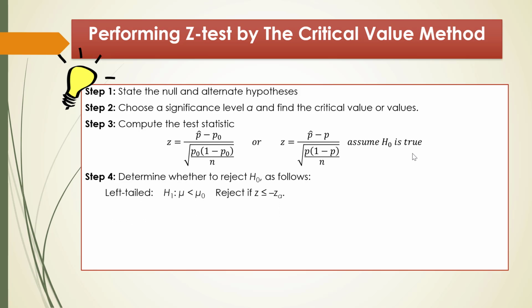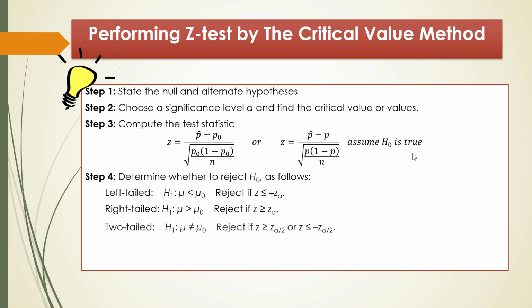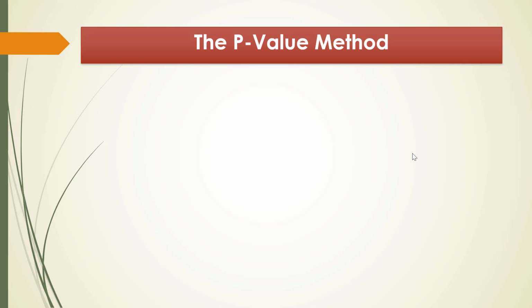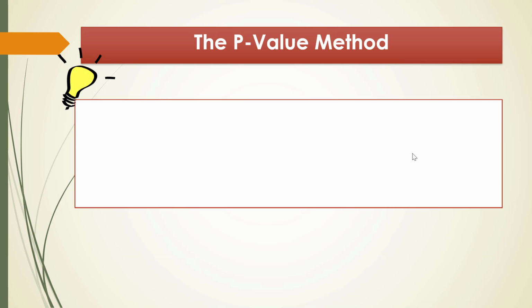If we have a left tail, if z is less than minus z alpha, we reject the null hypothesis. If we have a right tail, we reject the null hypothesis if z is greater than or equal to z alpha. And for two-tail, we reject the null hypothesis if z is greater than or equal to z alpha half or z is less than or equal to minus z alpha half. Basically, we reject the null hypothesis if the test statistic falls into the rejection region or the critical region. In step 5, we state the conclusion. So that was the idea of the critical value method. Now we go to the p-value method.